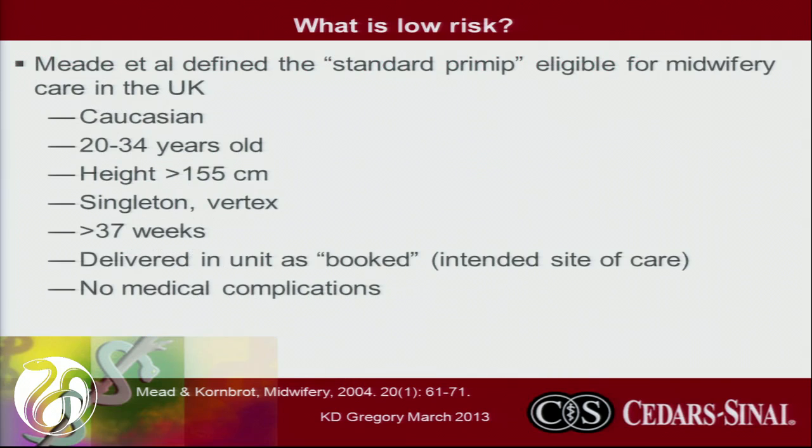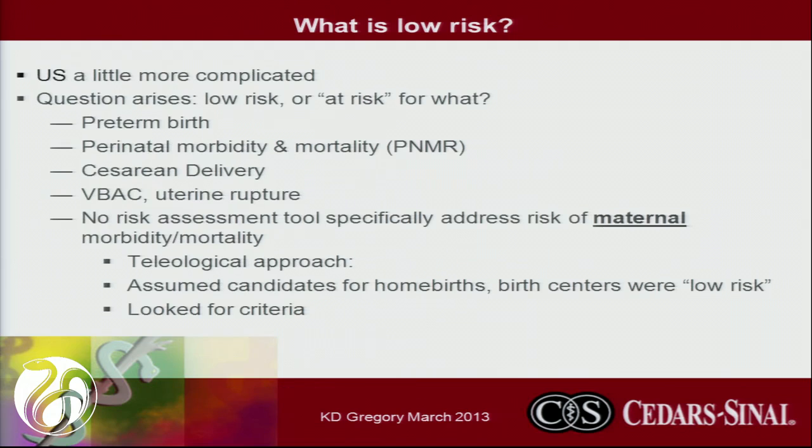So Mead defined a standard primip eligible for midwifery care in the United Kingdom as being Caucasian, 20 to 34 years old, a height greater than 155 centimeters, singleton, vertex, greater than 37 weeks, delivered as planned in the site that they planned, or as they call it, booked, with no medical complications. However, in the United States, it's obviously a little more complicated.